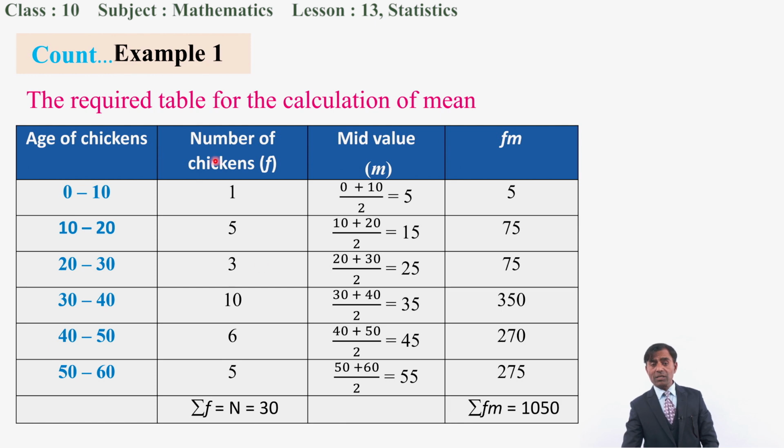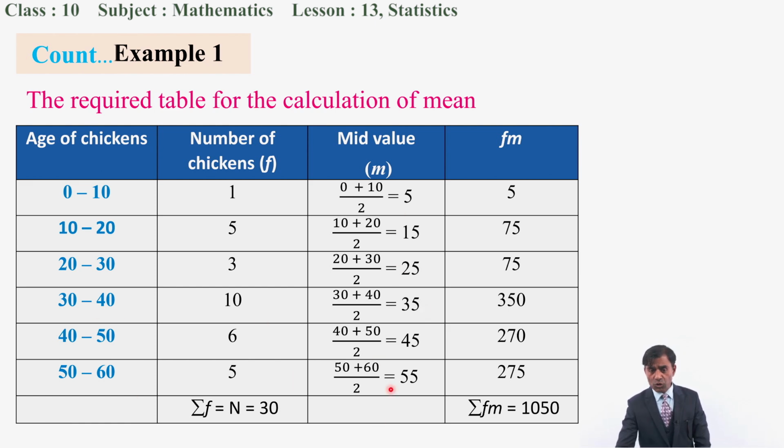So the number of chickens, counting for 0 to 10, how many are there? That is written as frequency. And the mid value we calculate here: 0 plus 10 divided by 2 is 5. Lower limit 10 plus upper limit 20 divided by 2 is 15. 20 plus 30 divided by 2 is 25. For the class interval 30 to 40, 30 plus 40 divided by 2 is 35. And so on, we find the mid value.